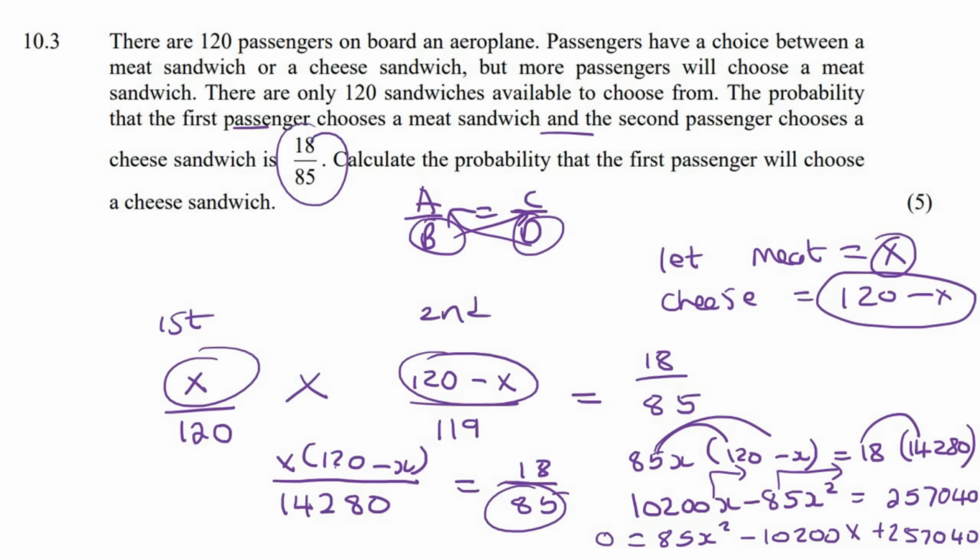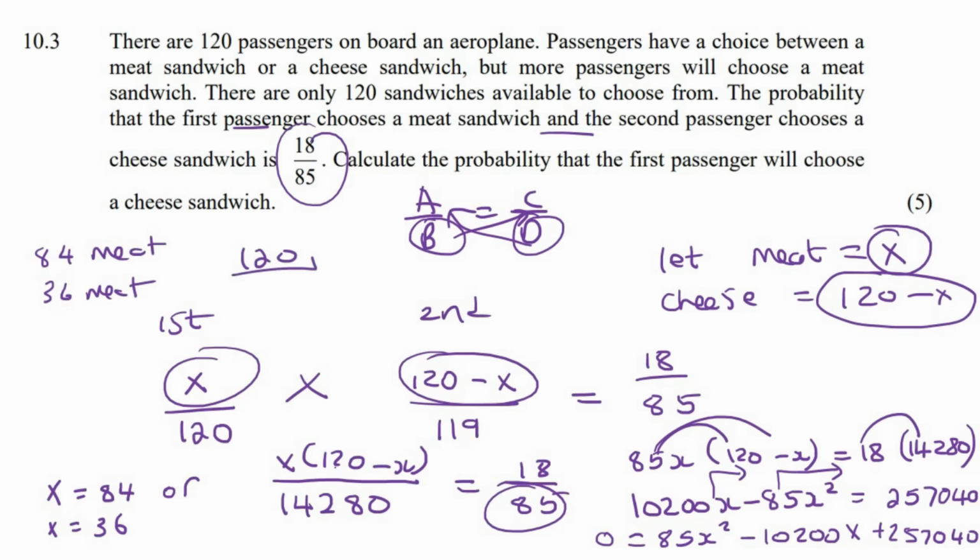So there we have our equation. Now I'm just going to use the quadratic formula, but I'm not going to show all the steps. You know this by now. And you know you're right when you're getting nice answers. So we get x equals 84 or x equals 36. Now be careful. They said that that's the meat. So there's either 84 meat or 36 meat. But remember, there's only 120 sandwiches in total. So it cannot be 36 meat, because then there would be more cheese than meat.